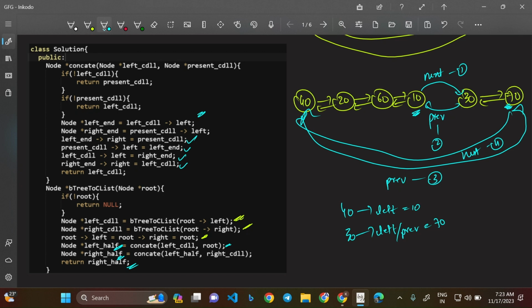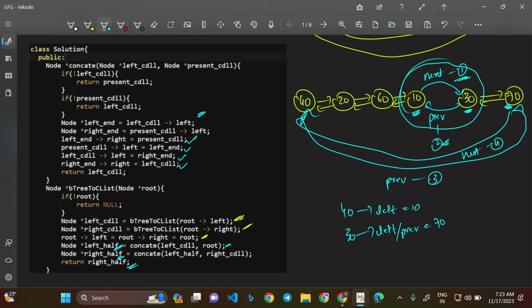So now we are going to connect left end and present CDLL. Your present CDLL is 30. So I'm connecting this 10 and 30. So left CDLL's end, 10's next or right would be 30. That's the first transition that we are doing. And present CDLL's left would be left end, so 30's left would be 10. This is the second transition that we are doing. 10's right or next would be 30, and 30's left or previous would be 10. We are done with these transitions successfully.